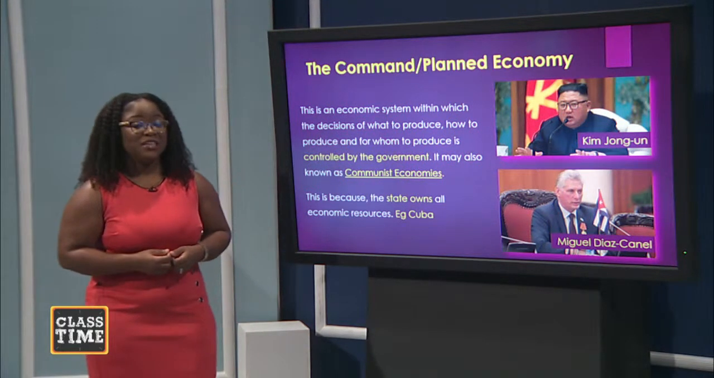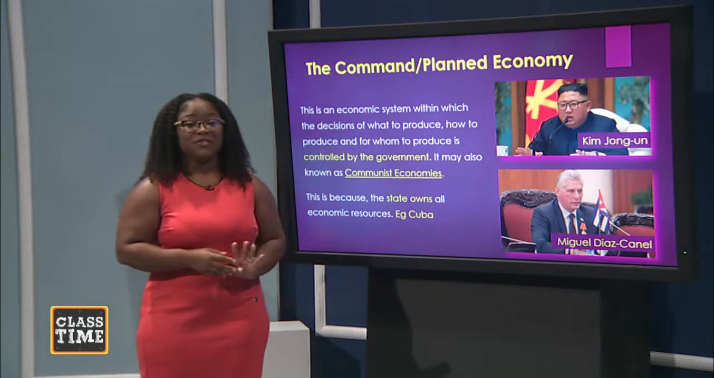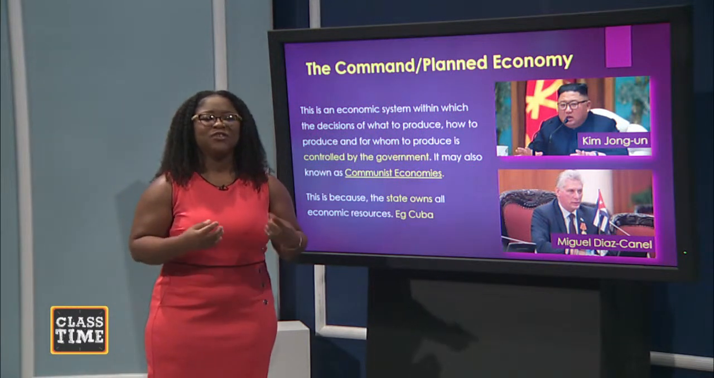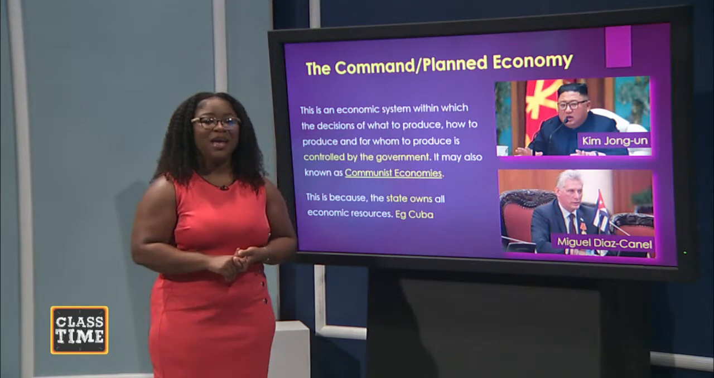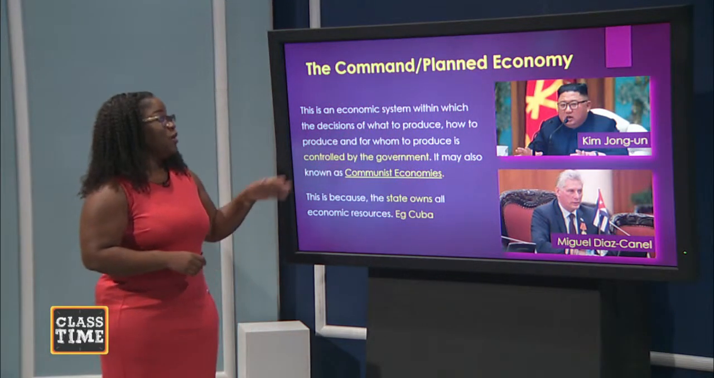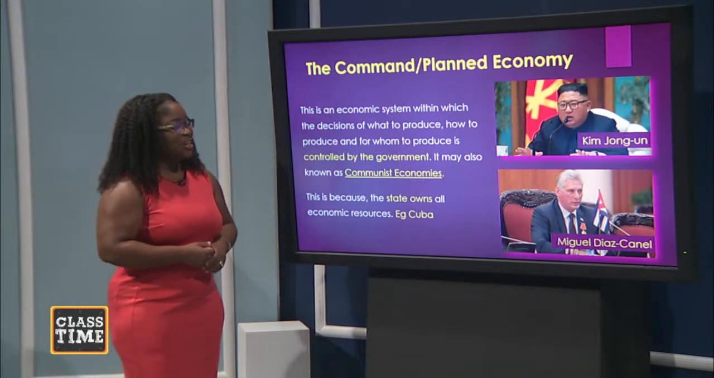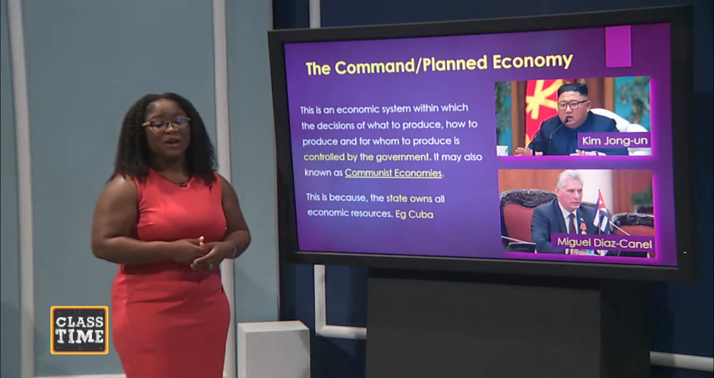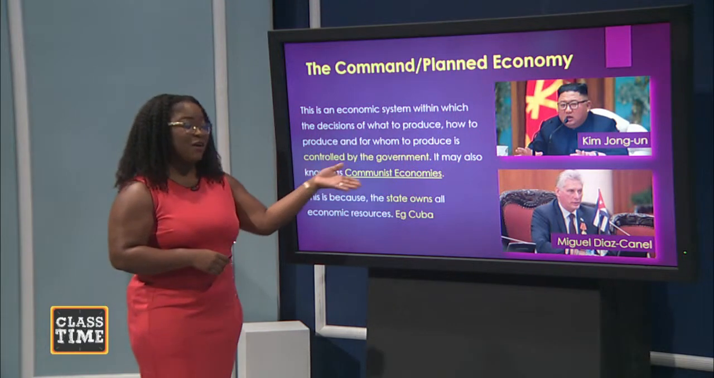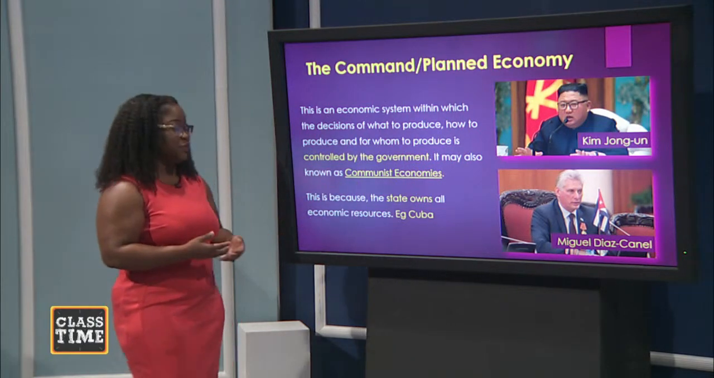We also started looking at the 4 economic systems. We've discussed one so far, and that's the traditional or the subsistence economy. Now we're moving on to the command economy or the planned economy. Before the break, we mentioned that these economic systems are considered to be communist economies or communist countries.